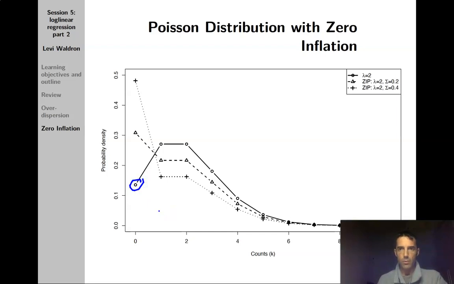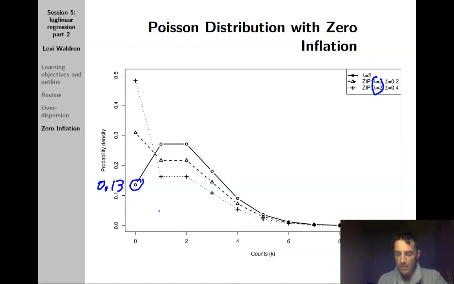So for the regular Poisson distribution with lambda equals 2, this is the probability of observing a 0. It's about, what is that, 13%? I'll put 0.13. Now we have these two zero-inflated Poisson distributions, and for both of them, the value of lambda is the same. For all of them, it's lambda equals 2.